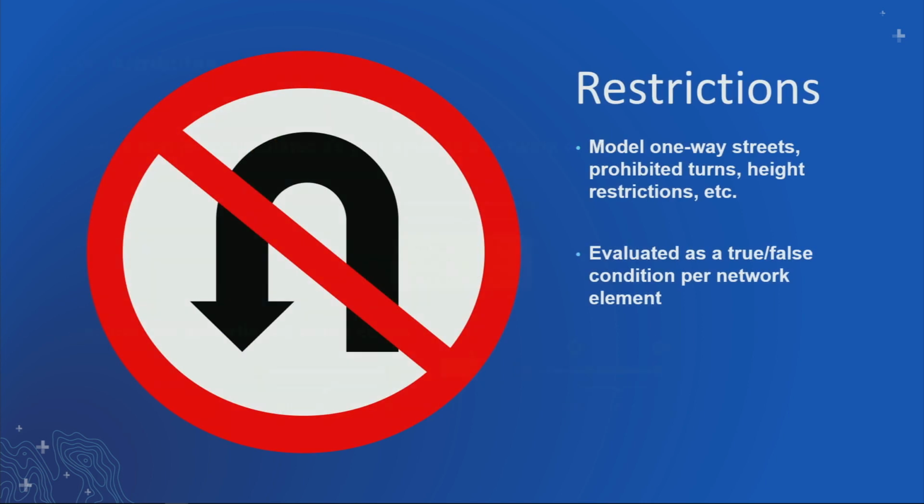So that's cost attributes. Then there's restriction attributes. Now these are a true, false, on, off. Is this element restricted? The examples here are one-way streets. Is it restricted in one direction or the other? Prohibited turns. Can I not make a left turn between these two edges? Height restrictions, which we'll cover pretty extensively as we go forward. And as I mentioned, costs are apportioned. Restrictions are true or false. Is this element restricted or not?